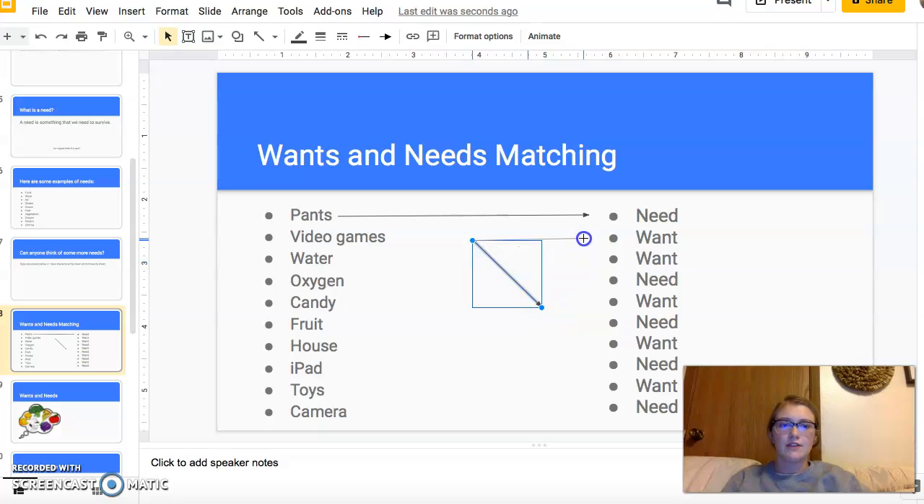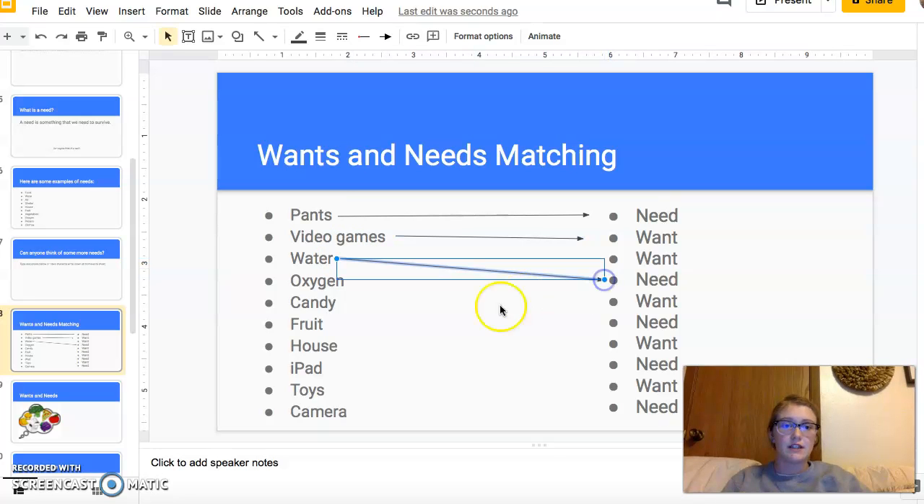We can survive without them. They're fun to play, but we don't need them to survive. Our next thing on the list is water. So water is going to be a need. We need water to survive. We have to drink it.